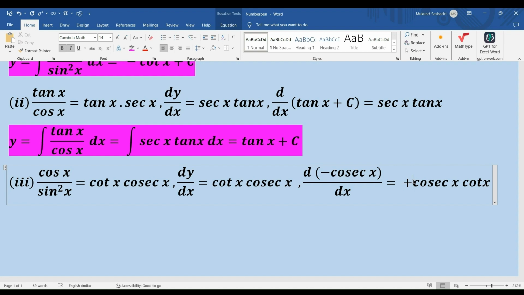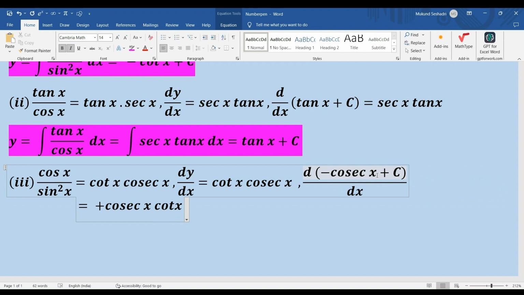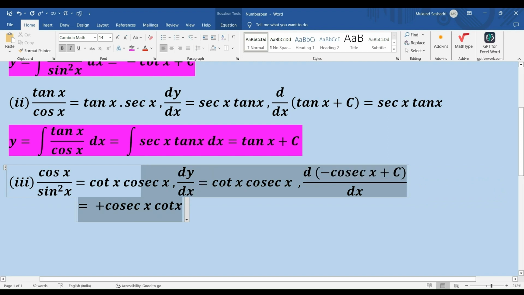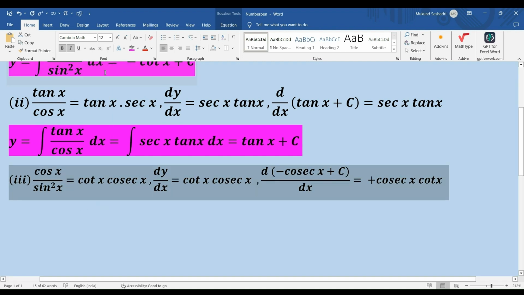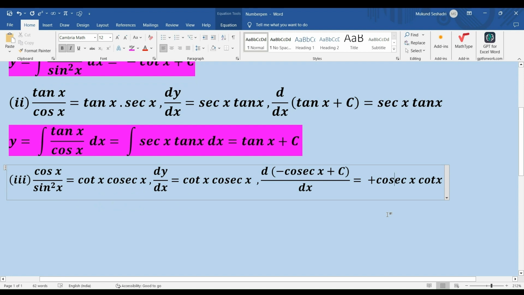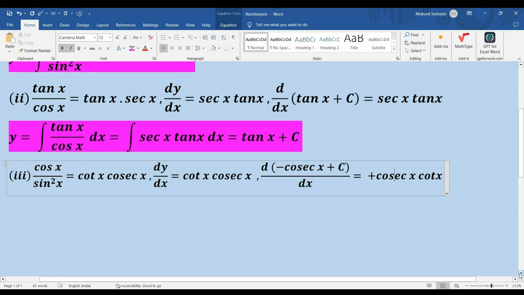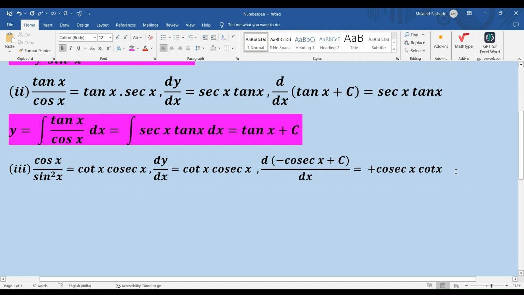And like I told you earlier, we can have many antiderivatives for a single derivative function. Why is that? Because I know that my d by dx of a constant is always 0, right? So my d by dx of minus cosecant x is equal to cosecant x cot x, and my d by dx of minus cosecant x plus any constant c will also be equal to cosecant x cot x, right?